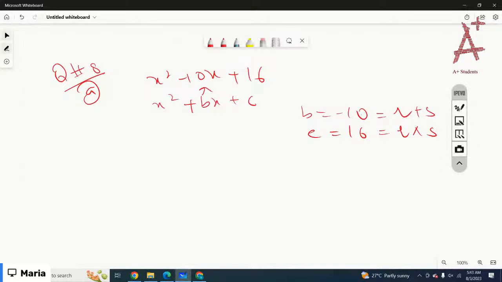4 times 4 is 16. 8 times 2 makes 16, right? And negative 8, negative 2 makes negative 10. Because we need 16 positive, negative 8 and negative 2 make positive 16, and when you add them they make negative 10. So the factors are x minus 2 and x minus 8.